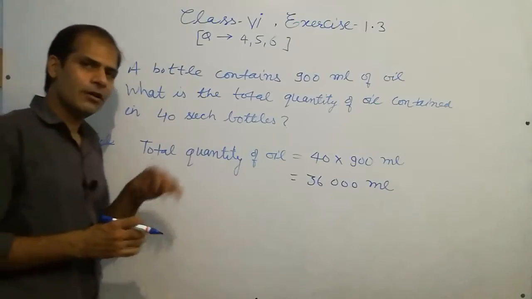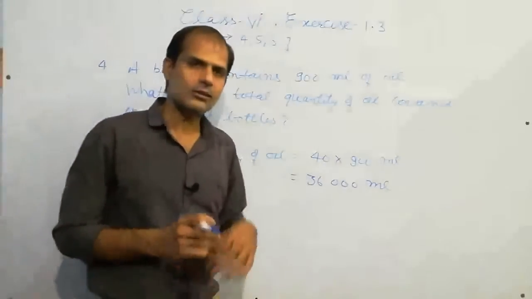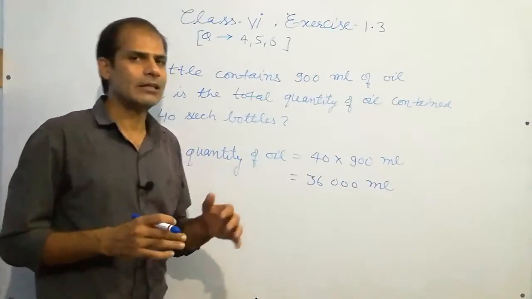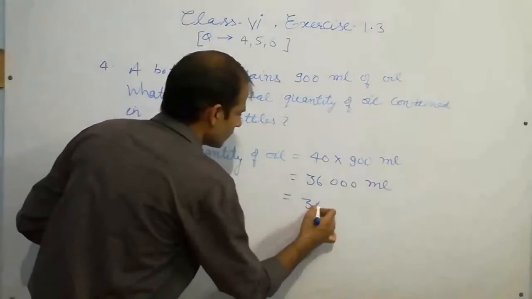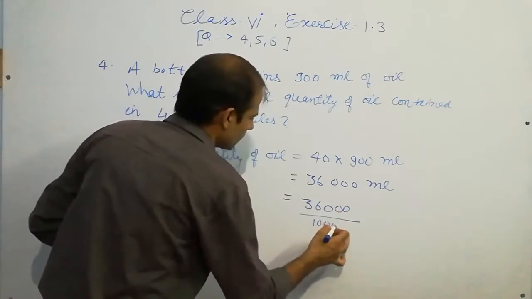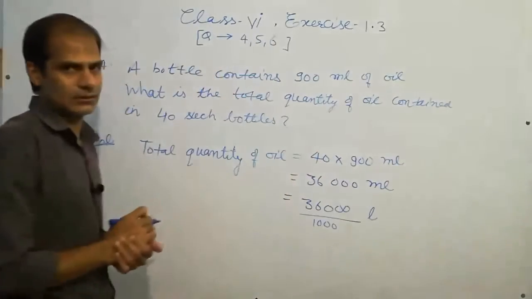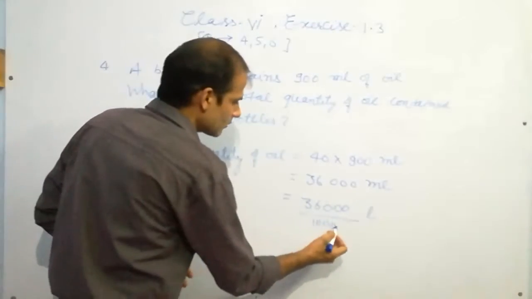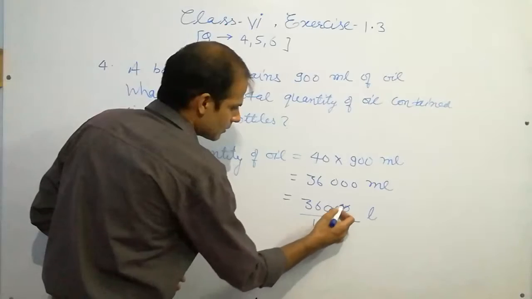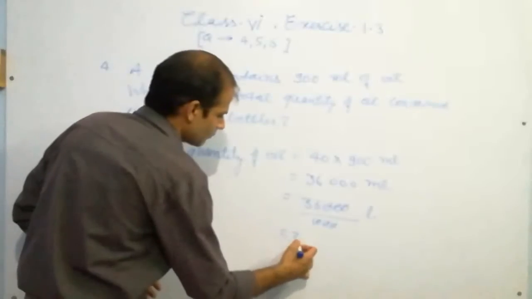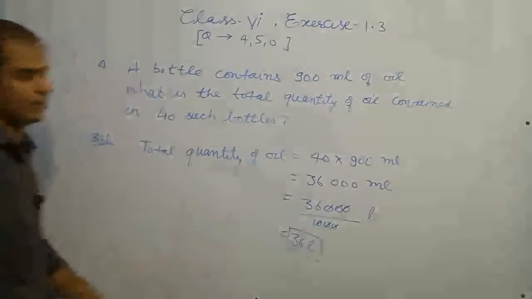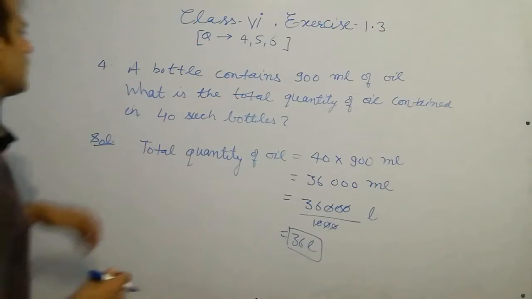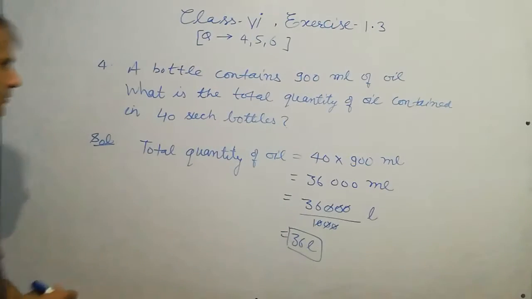But if it can be converted into liters, then it will be more convenient. So to convert milliliter into liter, just divide it by 1000. You can write it as 36,000 upon 1000 and write liter. So this is the method to convert milliliter into liter. Now easily you can cut 0. This is second 0 and this is third 0. The answer will be 36 liter. So this is the answer. It means the total quantity of oil contained in 40 bottles will be 36 liter. Pause the video and note it down.